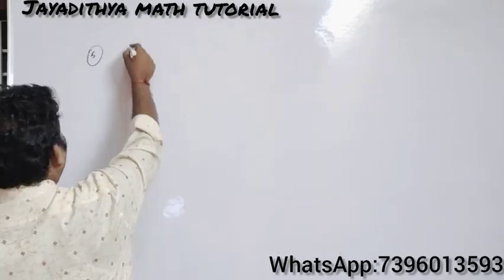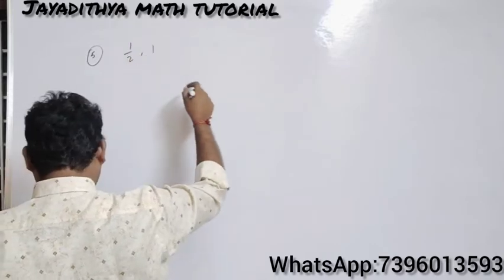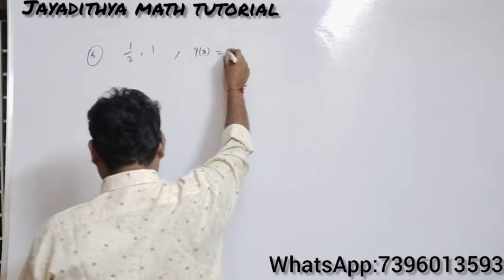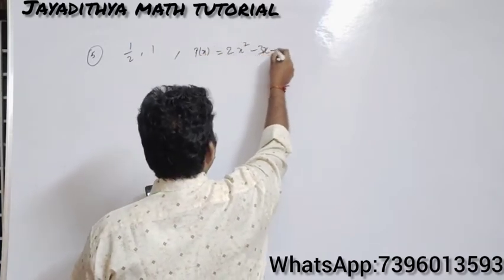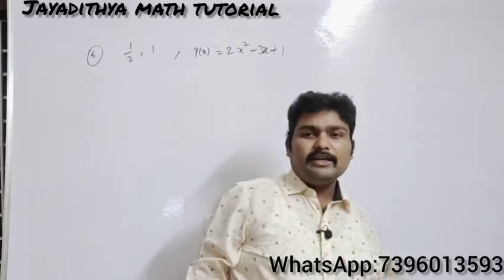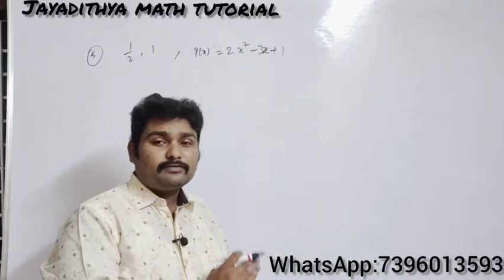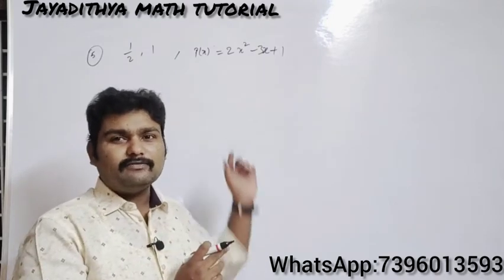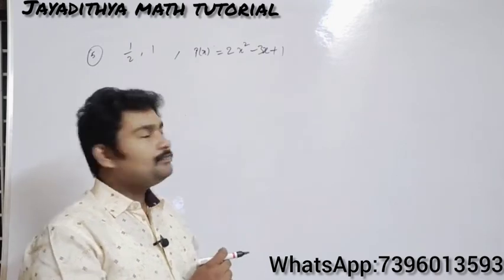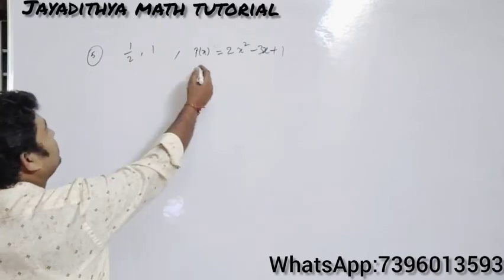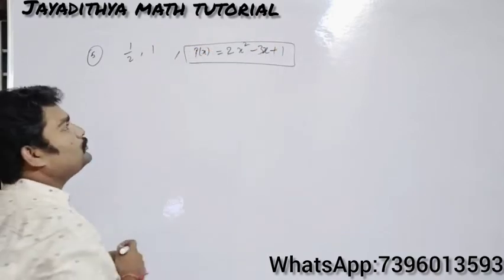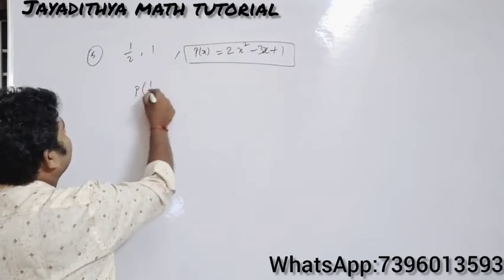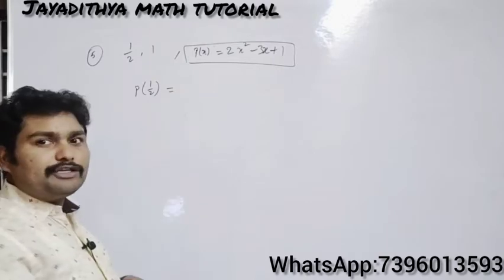Fifth one. Check whether 1 by 2 comma 1 are the zeros of the polynomial p of x is equal to 2x square minus 3x plus 1 now. You should check it. If you want to check when the given values will be zeros of a given polynomial, if you substitute the value, the final value of the polynomial must be equal to 0. So let us take the given polynomial p of x is equal to 2x square minus 3x plus 1. Let us take p of 1 by 2. If the answer is 0, then it is the 0 of the polynomial.